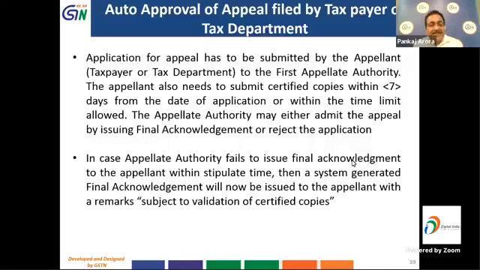But there is a change that in such case, if the appellate authority fails to issue final acknowledgement to the appellant within stipulated time, then a system generated final acknowledgement will now be issued to the appellant with the remark subject to validations of certified copy. So there is provision for issuance of system generated final acknowledgement of your appeal if the appellate authority fails to issue final acknowledgement within the stipulated time, but that will be subject to the validation of certified copies.